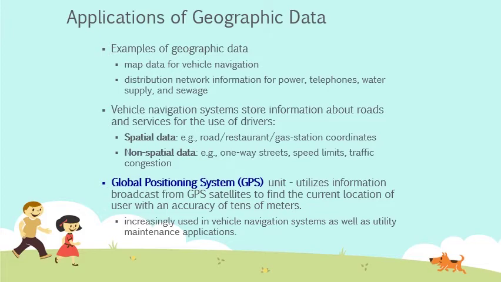Vehicle navigation systems are systems that are mounted in automobiles and provide road maps and trip planning services. They include a global positioning system or GPS unit, which uses information broadcast from GPS satellites to find the current location with an accuracy of tens of meters. With such a system, a driver can never get lost. The GPS unit finds the location in terms of latitude, longitude, and elevation, and the navigation system can query the geographic database to find where and on which road the vehicle is currently located.